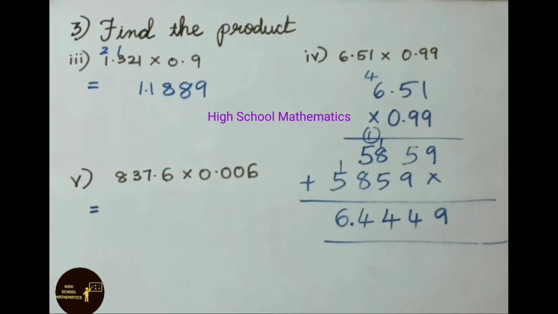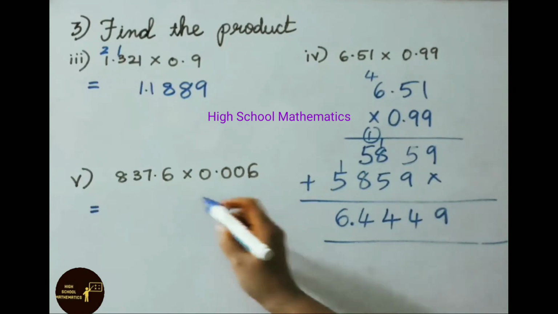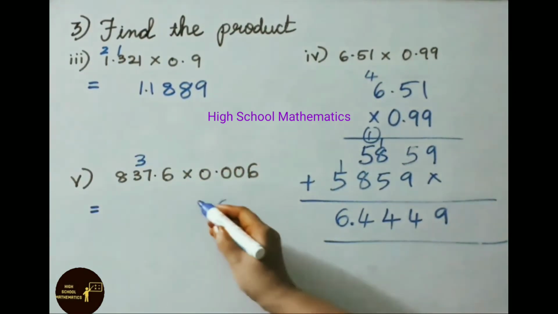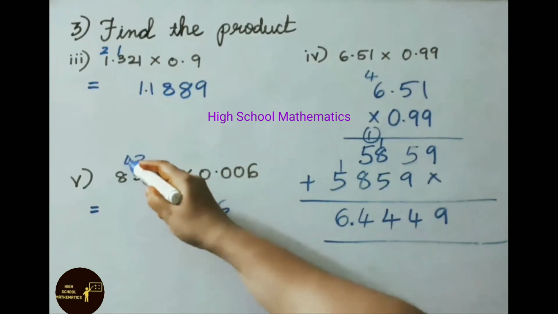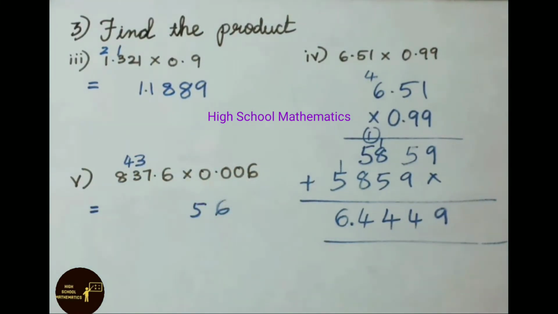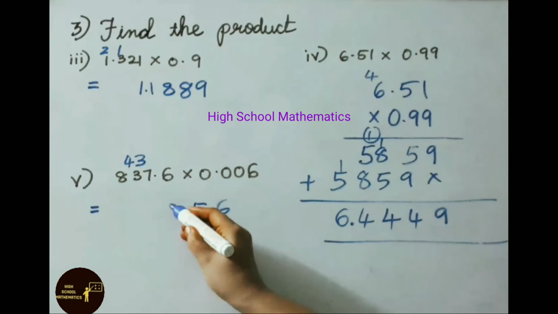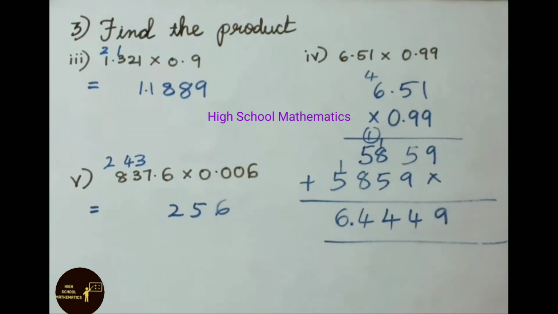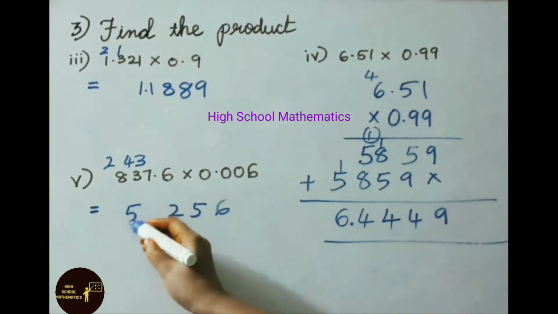6.4449. See now third question, fifth sum, 837.6 multiplied by 0.006. Now let us multiply by 6 directly. 6 6s are 36, 6 carry 3, 6 7s are 42 plus 3, 45. So 5 carry 4. 6 3s are 18, 18 plus 4, 22. So 2 carry 2. 6 8s are 48 plus 2, that is 50.